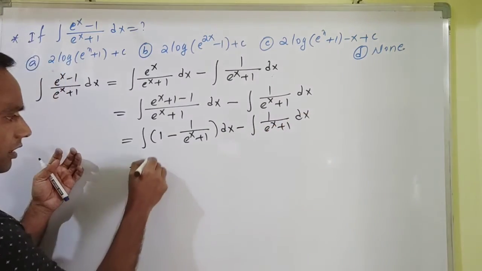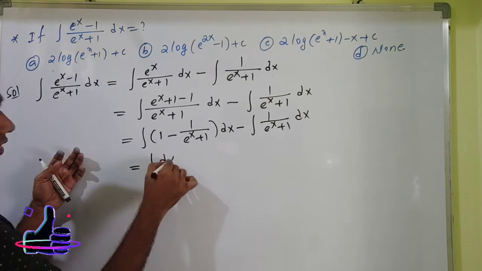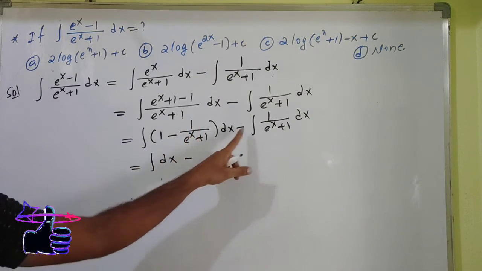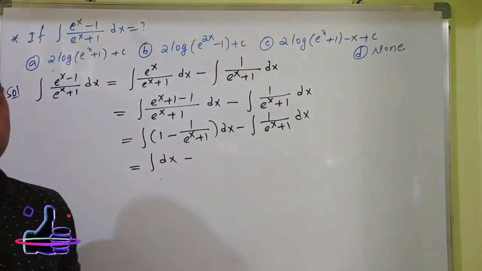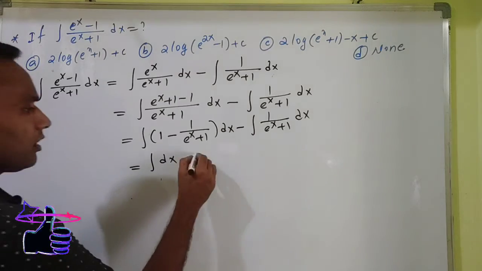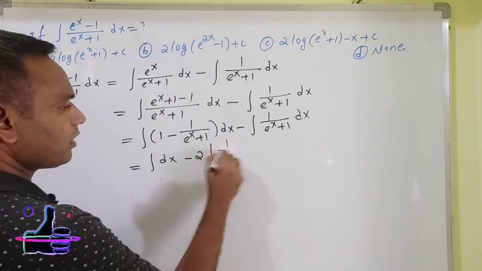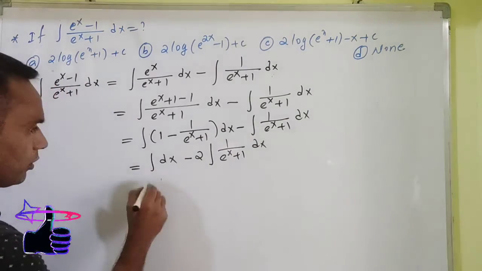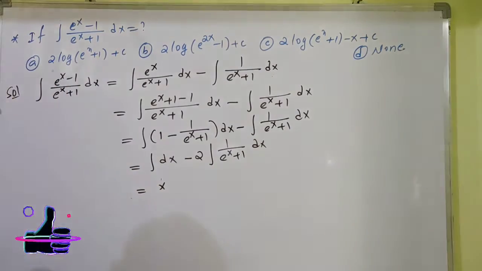Now write it as the integration of 1 dx, which is dx, minus 1 by (e^x plus 1), here also minus 1 by (e^x plus 1). Both have the same sign, so we add them: 2 times the integration of 1 by (e^x plus 1) dx. Now we know that the integration of dx is x.